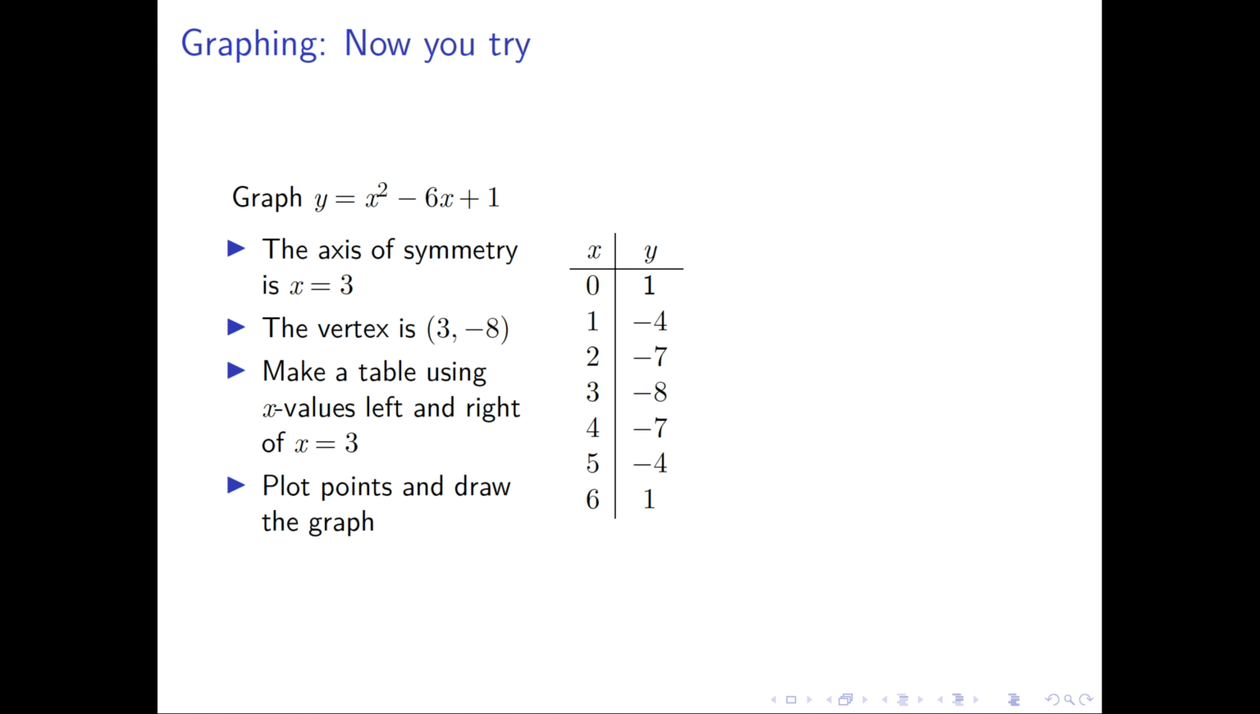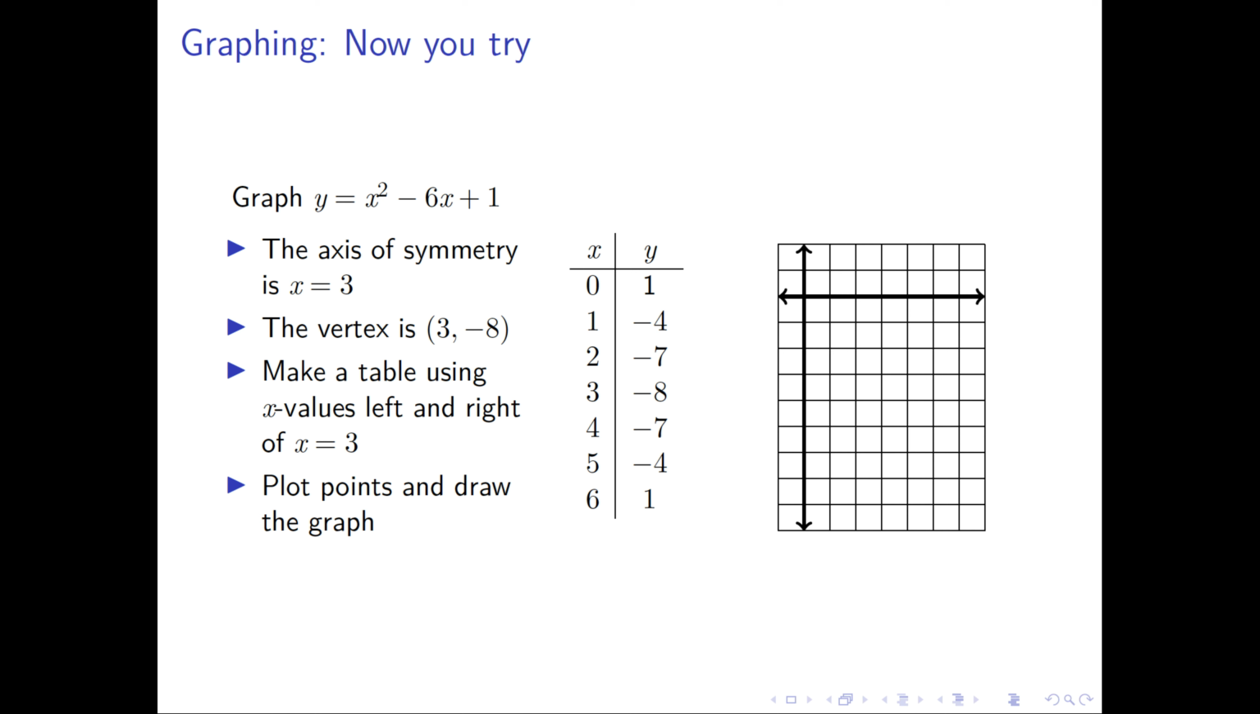Okay, here's the table. And we'll notice that we have x = 3 as the axis of symmetry right in the center of the table. We make the coordinate plane, plot the vertex, plot the points for x = 2 and x = 4, x = 1 and x = 5, and x = 0 and x = 6, and then plot the parabola.